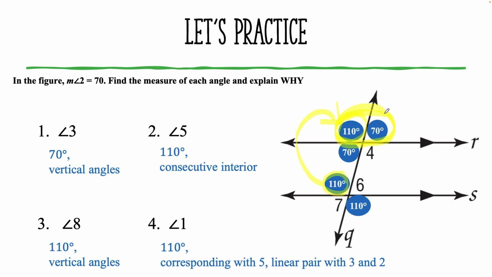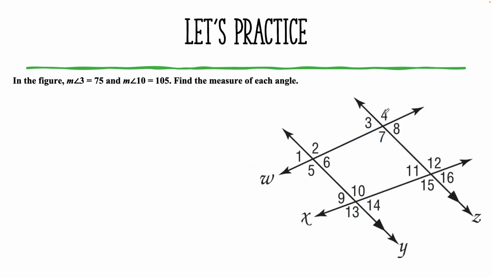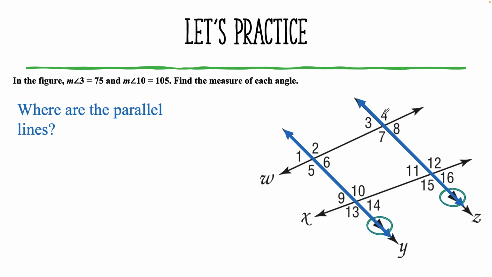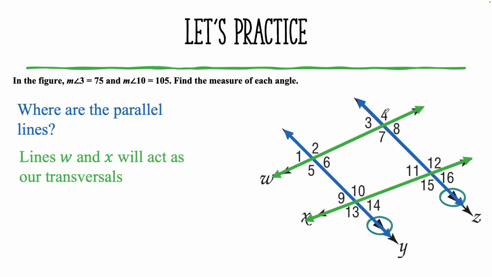All right, we're going to get a little bit more complicated here. In this figure, we got lines going all over the place, and we need to find the measure of some given angles. So the first thing you're going to ask yourself is, where are the parallel lines? Well, we got to look for the arrows that indicate parallel lines. See those down there? And so now these blue lines, those are our parallel lines, and then lines W and X, those are going to act as our transversals.